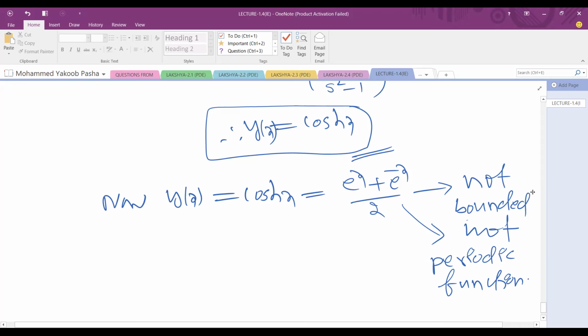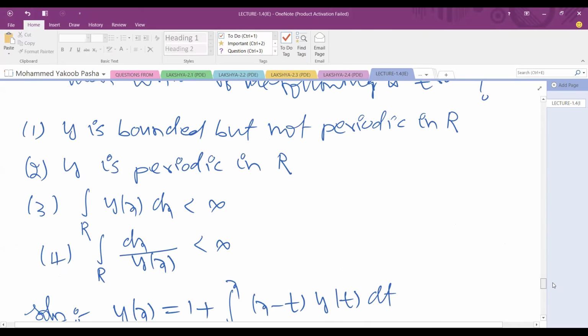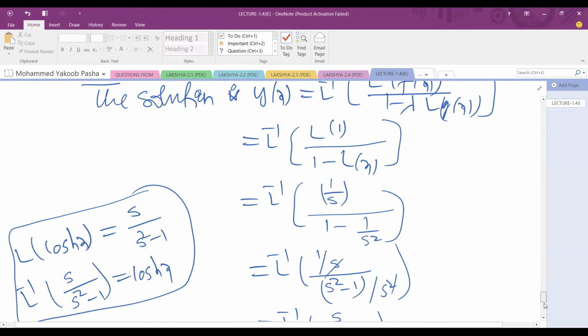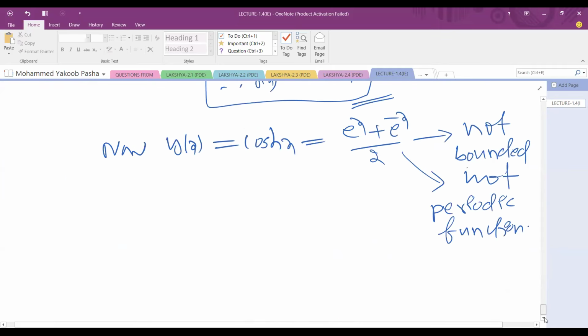So we can see the options here. First option, y is bounded but not periodic. This is cancelled out. Second option, y is periodic. This is also cancelled. Now what about the integral over R of y of x dx is less than infinity, meaning it is a finite number? We have to check the third option.